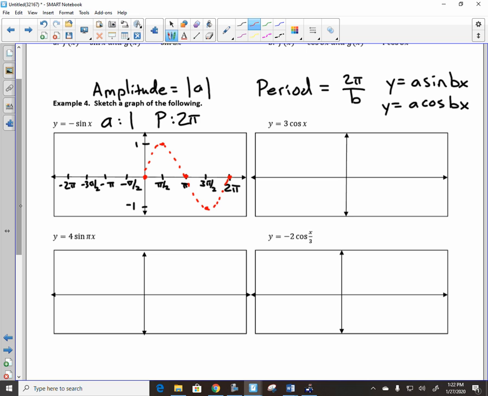Let's try to predict what's going to happen now. If I move to the left, do you think I stay at zero or go up or down? I go down, and then back to the middle, back to the top, back to the middle.